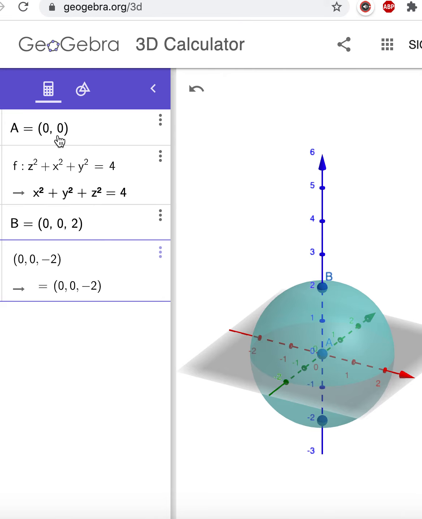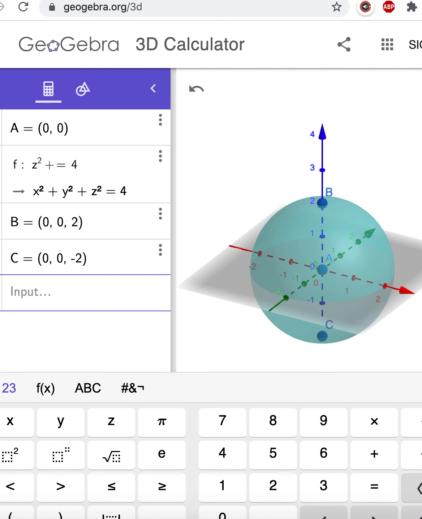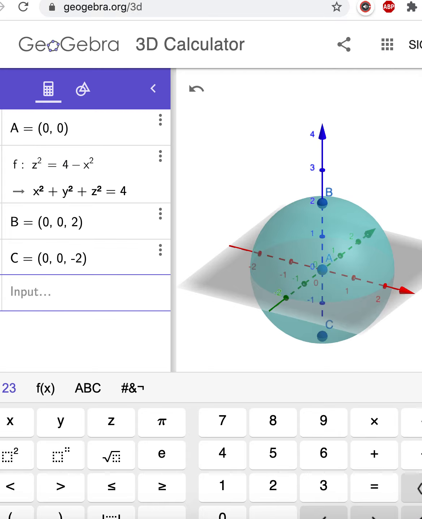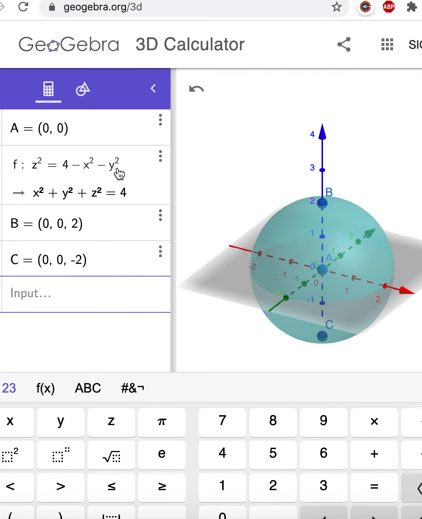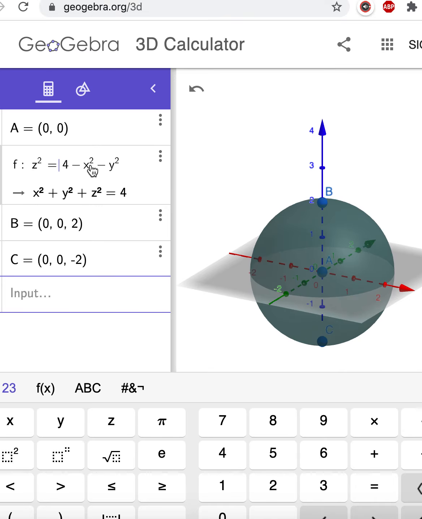Okay. Now, if it had been just a half sphere, then that would have been okay. It would have been a function. How do we write a half sphere? Well, we have to take the equation and rearrange it, making 4 minus x squared minus y squared, moving the terms away from the z. Okay, it's still a sphere. But now what we want to do is we want to take the square root to get z alone.